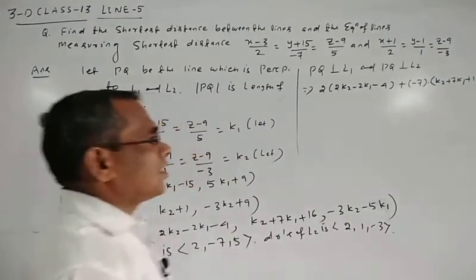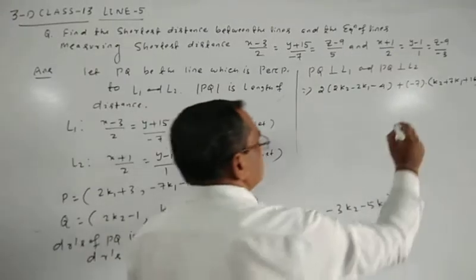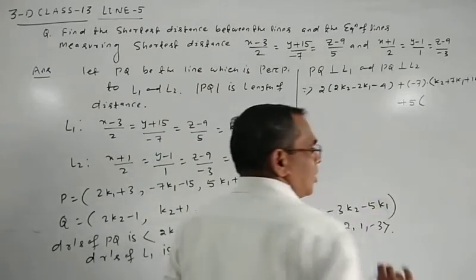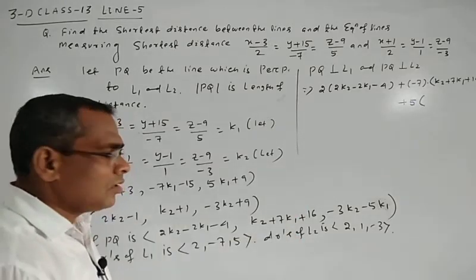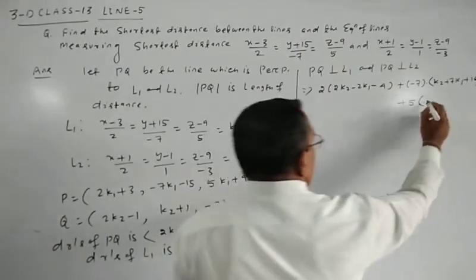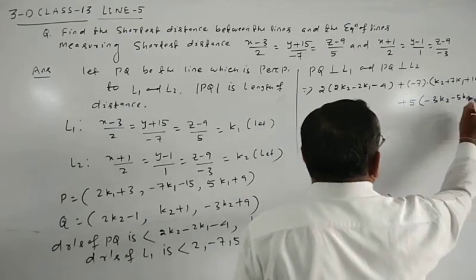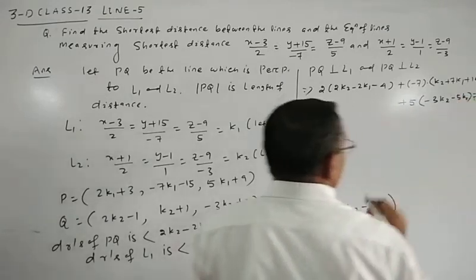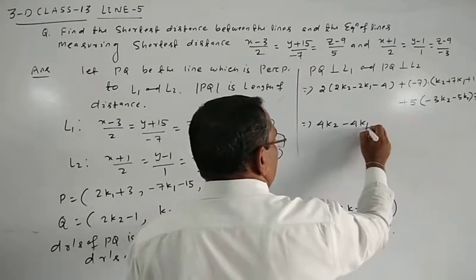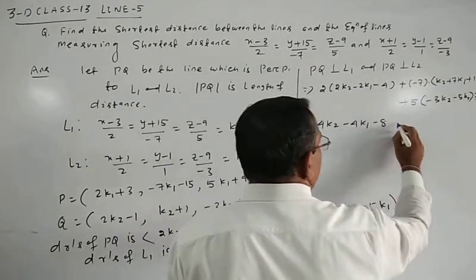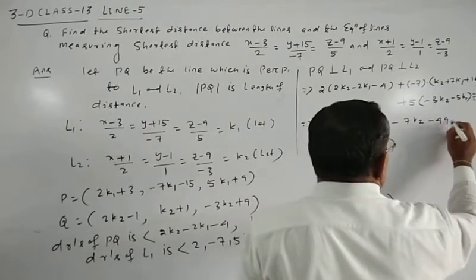Okay, K2 plus 7K1 plus 16 plus 5 into minus 3K2 minus 5K1 equal to 0. Multiplying this one, so 4K2 minus 4K1 minus 8 minus 7K2 minus 49K1.